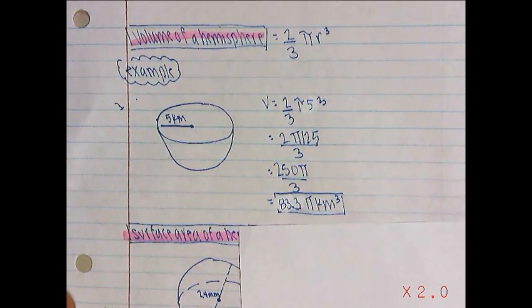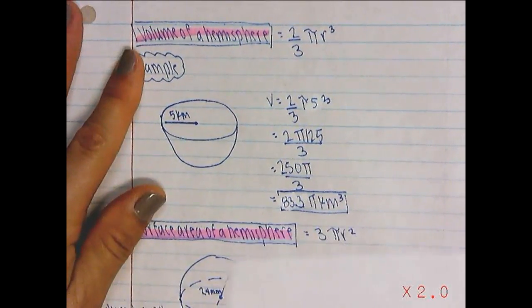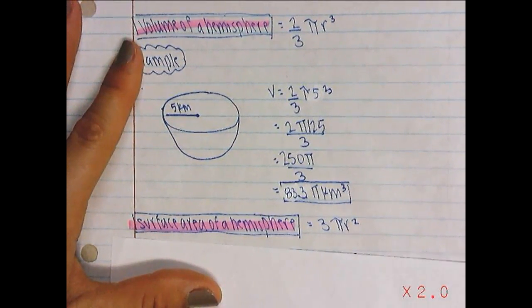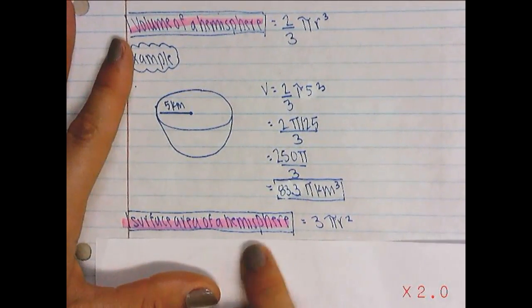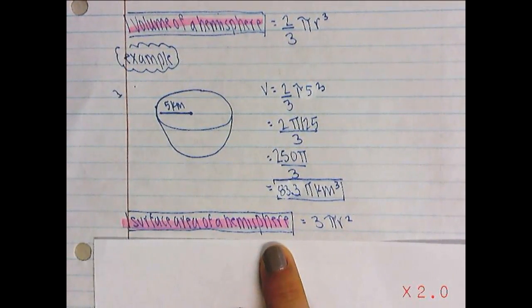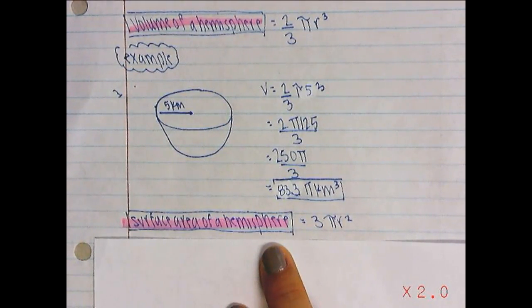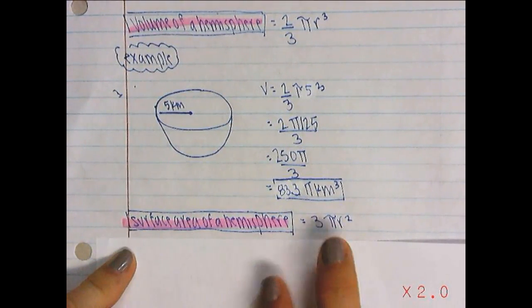And of course, if we're talking about volume of a hemisphere, we have to talk about surface area of a hemisphere. Well, if you remember, the regular surface area formula was 4 pi r squared. But for a hemisphere, we are going to do 3 times pi r squared.